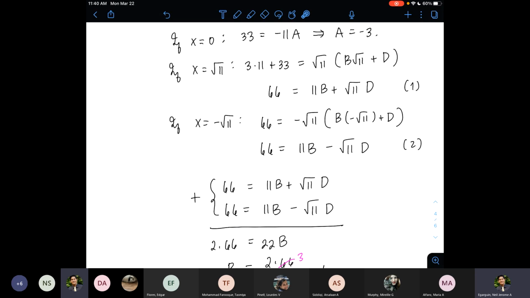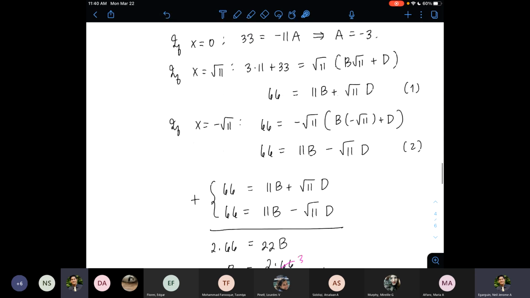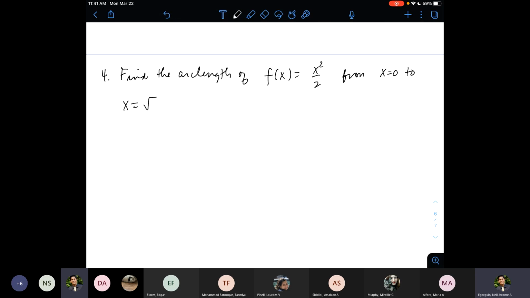Let me go to Michael's second question, and this would be problem 4. Michael's other question is about finding the arc length of f of x equals x squared over 2 from x equals 0 to x equals root 3. This is about finding the arc length.